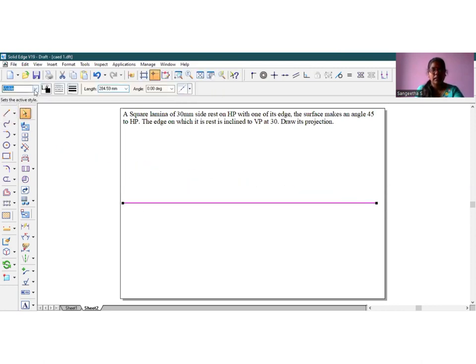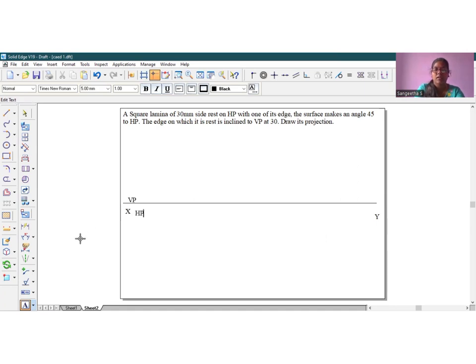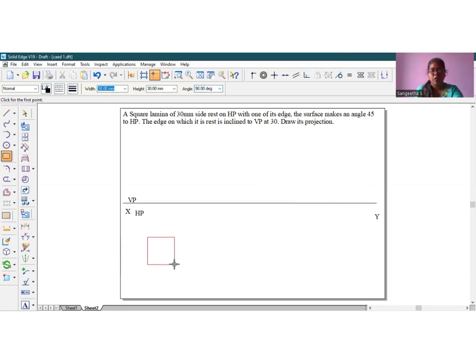XY line is a thin line, so we'll give normal. Above the XY line, it is the vertical plane, and below the XY line, it is the horizontal plane. Now let's draw a square of 30 mm side. So we'll use a rectangular bar where the width is 30 and the height is 30, angle is 90 degrees because the edge is resting on HP. So let's place it in the horizontal plane.